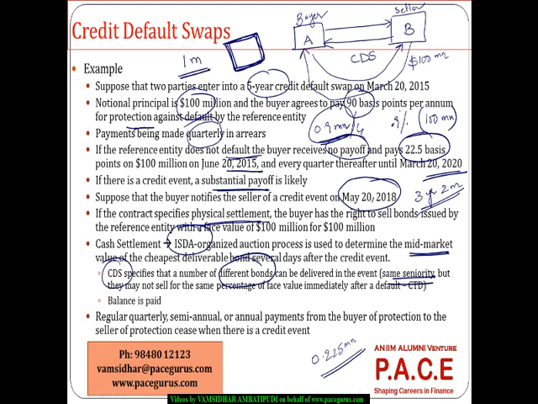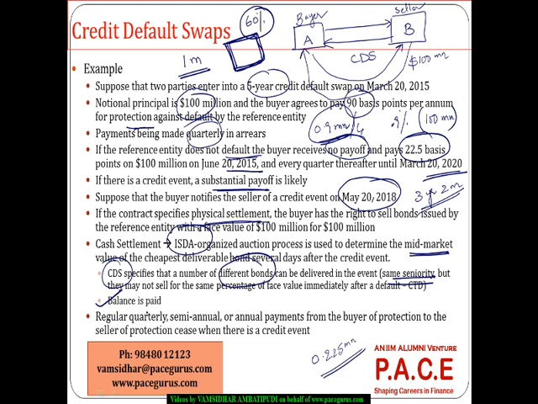So if that mid-market value comes out as 60% of the face value, then the balance is paid by the seller of the protection to the buyer of the protection. So 40% is paid by the seller to the buyer without taking any kind of ownership of those bonds. Either of these mechanisms can be used, and today cash settlement is a much more powerful mechanism compared to the traditional physical settlement model.